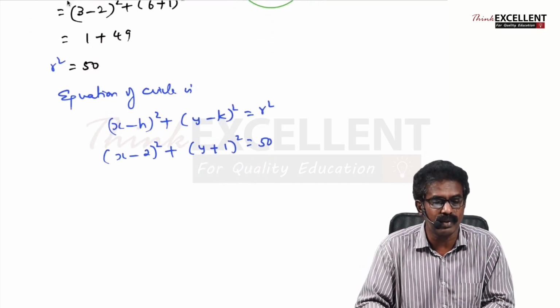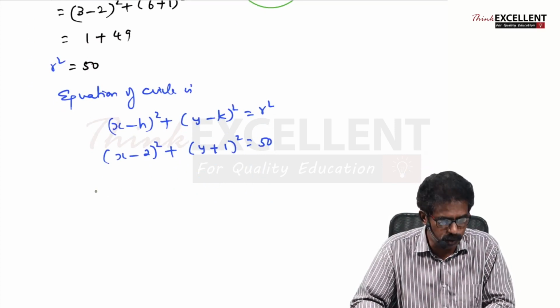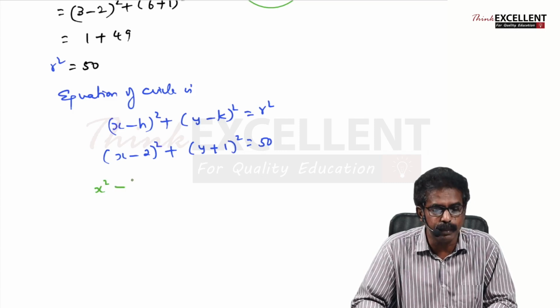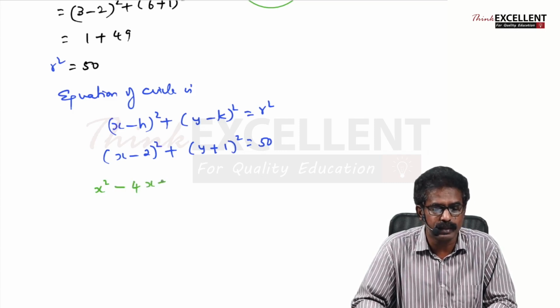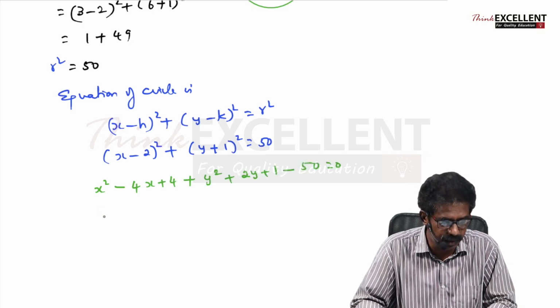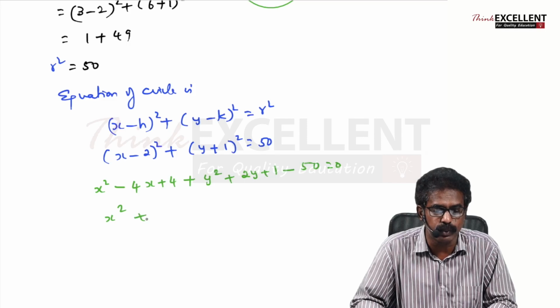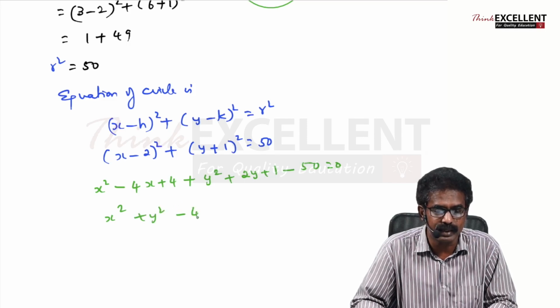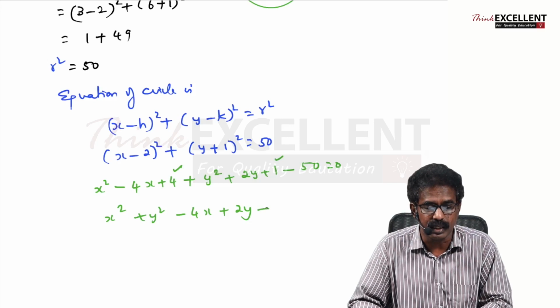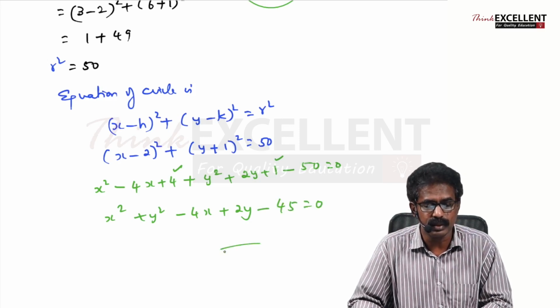Now just to simplify the LHS, (a − b)² is a² − 2ab + b². So here x² − 4x + 4, and y² + 2y + 1. Bring that 50 to the left side: minus 50 is equal to 0. Now simplify. You are getting x² + y² − 4x + 2y. Constant terms, you see 4 plus 1 is 5, 5 minus 50 is minus 45, equal to 0.